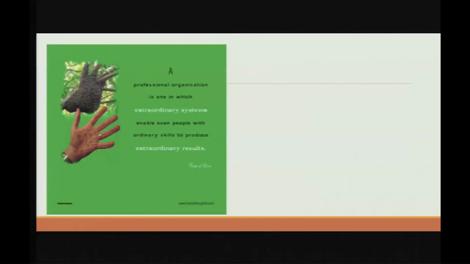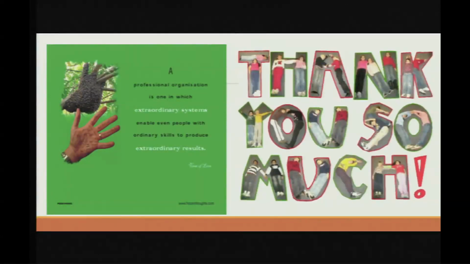A professional organization is one in which extraordinary systems enable even people with ordinary skills to produce extraordinary results. Even though you have a very small team, you can always get good results and have a safe practice if you practice all these things.